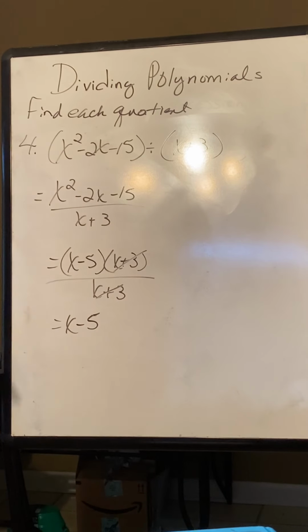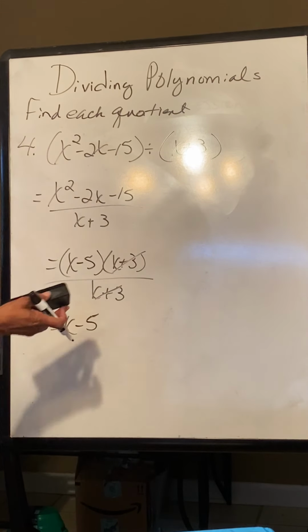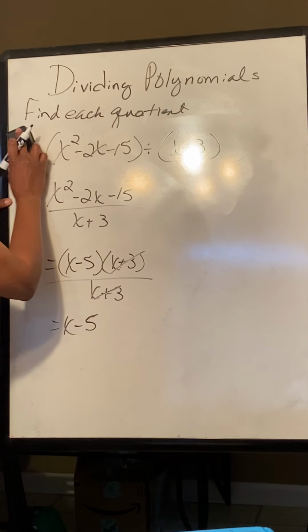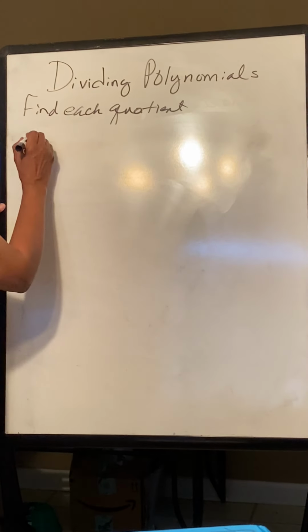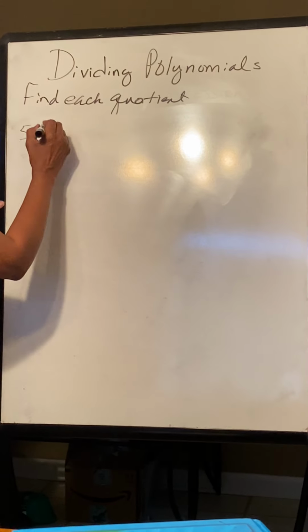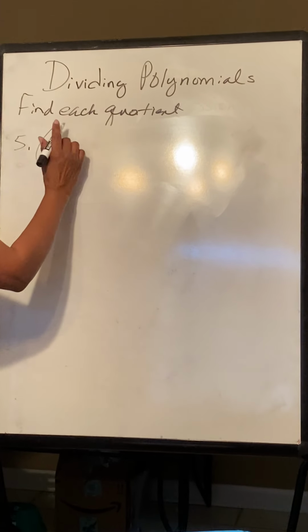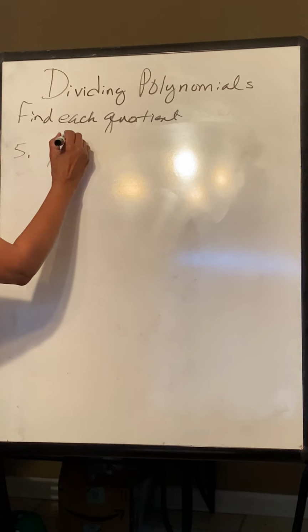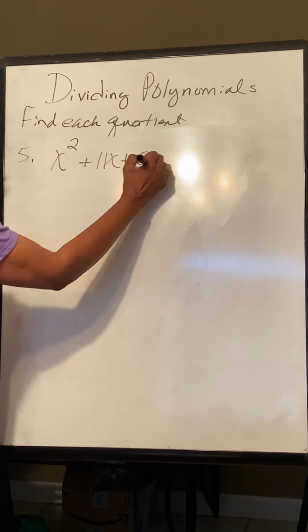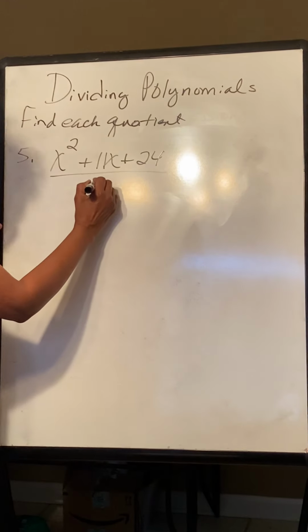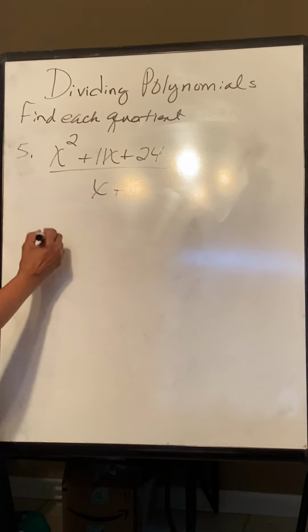Now I'm going to show you a different way to do that in just a few minutes. I'm going to show you a different way, what we call long division. All right, so let's look at example 5. If I had the trinomial x squared plus 11x plus 24, and I want to divide it by x plus 8.